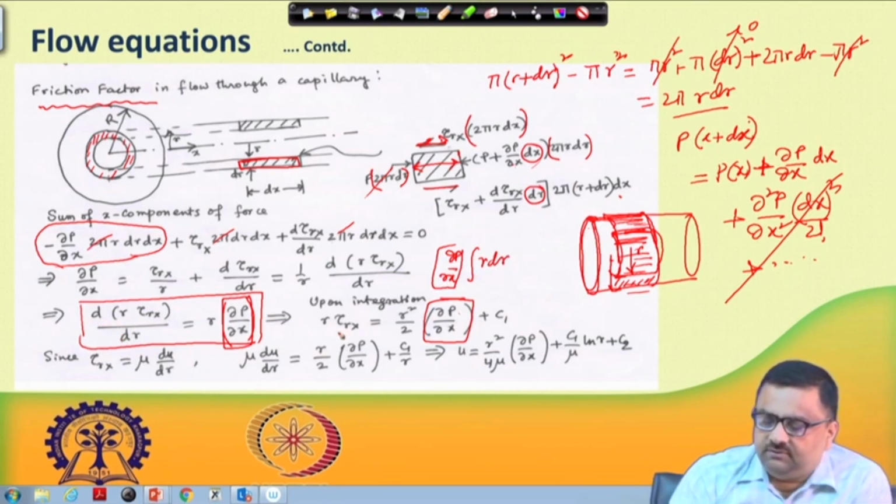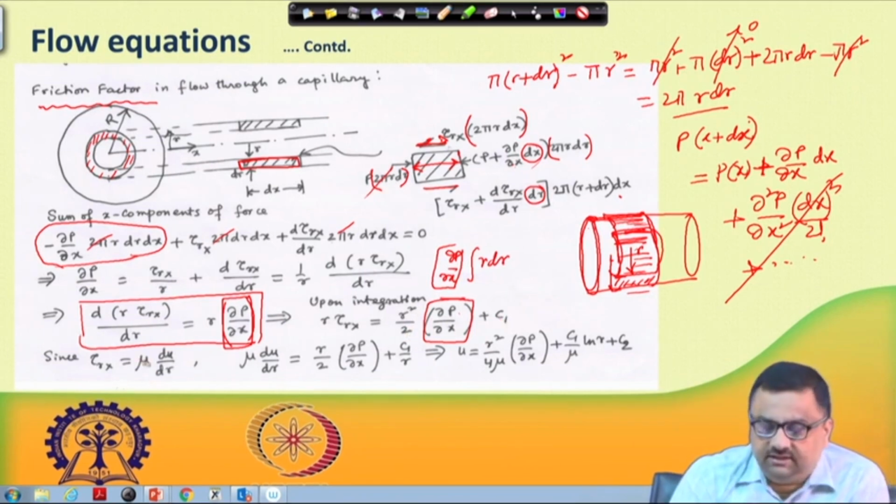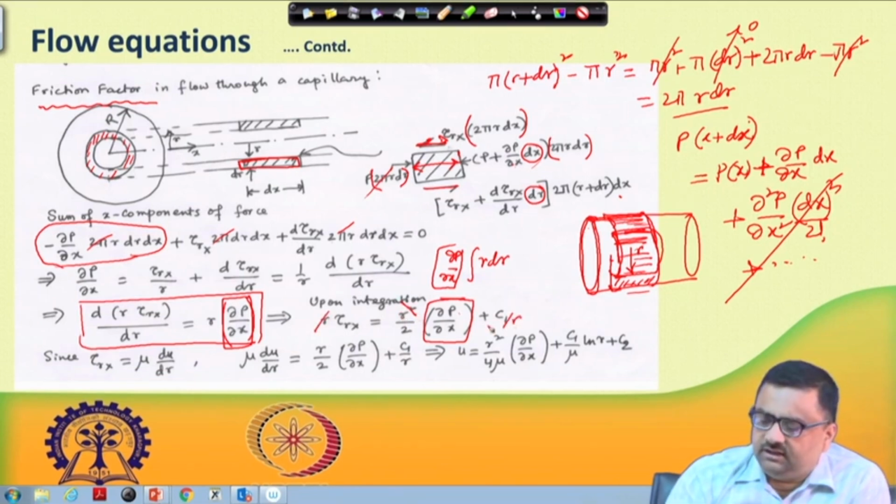So, upon integration, r tau_rx equals the integral of r dr, which is r square by 2 plus C1, where C1 is the constant of integration. Now, this tau_rx can be written as mu du/dr. So this r is going to cancel one r from r square, so it becomes only r, and this becomes C1 by r. You are dividing both sides by r.